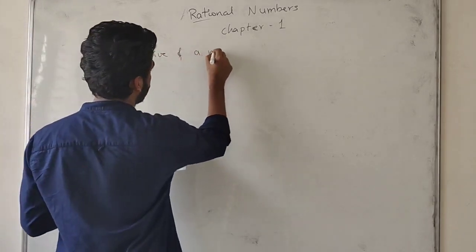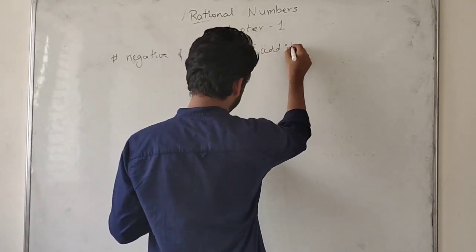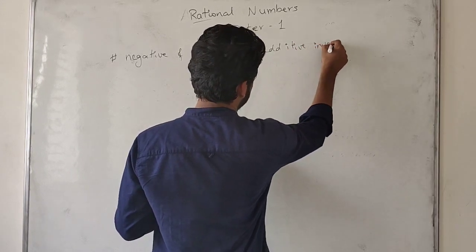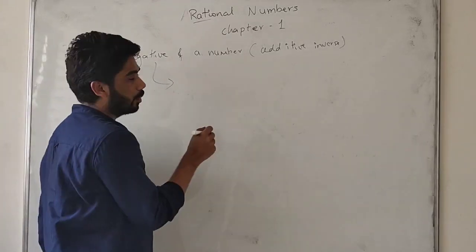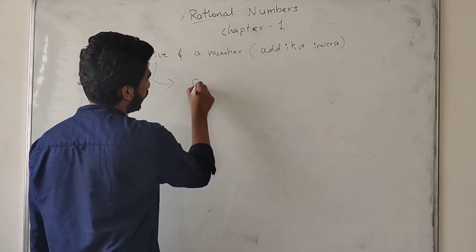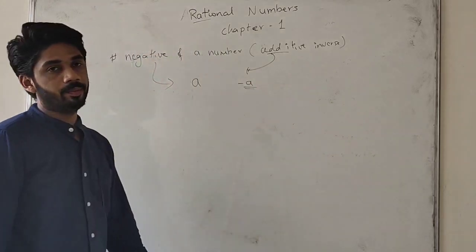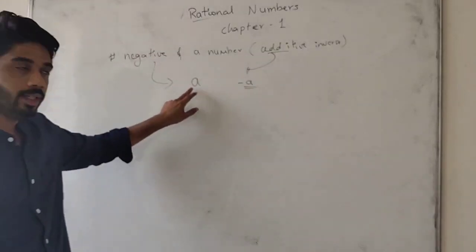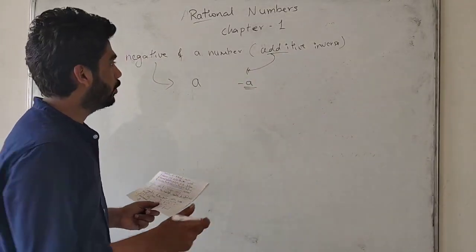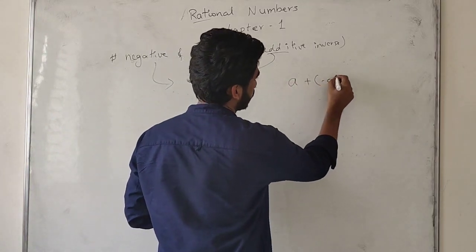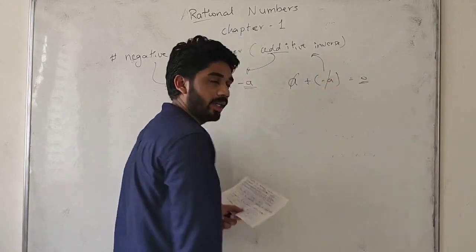Negative of a number. We can call it additive inverse. So what does it mean? We can take any number, whole number or integer or rational number, any number a. Negative of a, the additive inverse, means minus a. For additive inverse, a plus minus a is equal to 0. The plus and minus cancel to get 0. So this is the rule of additive inverse.